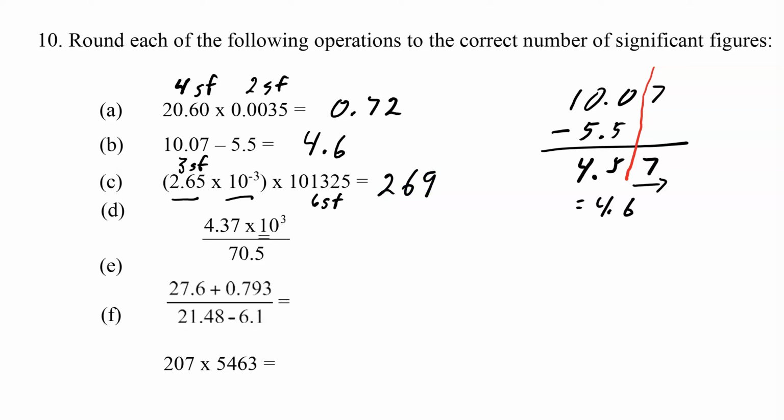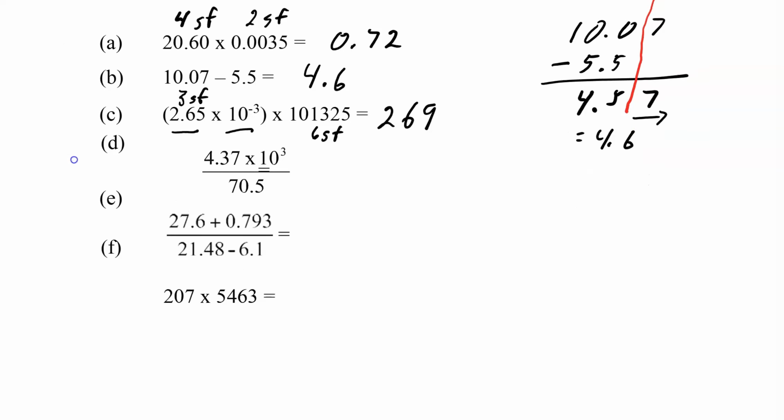In part D, a similar problem. A division, again we have the numerator in scientific notation. Let's identify how many significant figures. The numerator has 3 significant figures. Again, we're only concerned with the numbers to the left of the multiplication sign. The denominator in ordinary notation also has 3 significant figures. So our answer is going to be rounded to 3 significant figures.